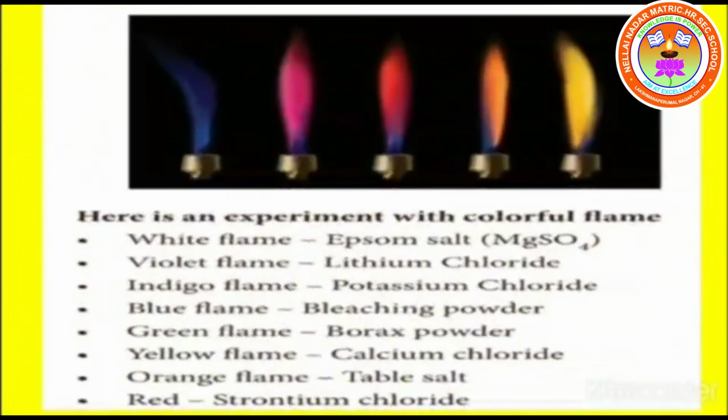Here is an experiment using different chemicals which, when burned, give colorful flames. Epsom salt gives white flame. Lithium chloride gives violet flame. Potassium chloride gives indigo flame. Bleaching powder gives blue flame. Borax powder gives green flame. Calcium chloride gives yellow flame. Table salt gives orange flame. And strontium chloride gives red flame.